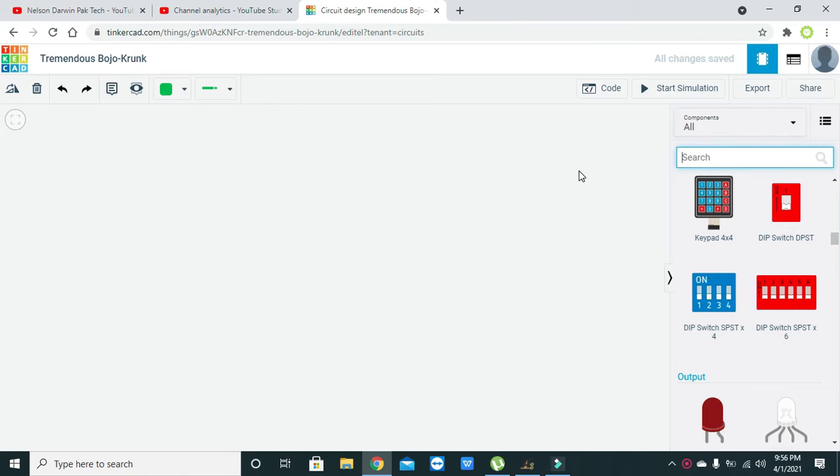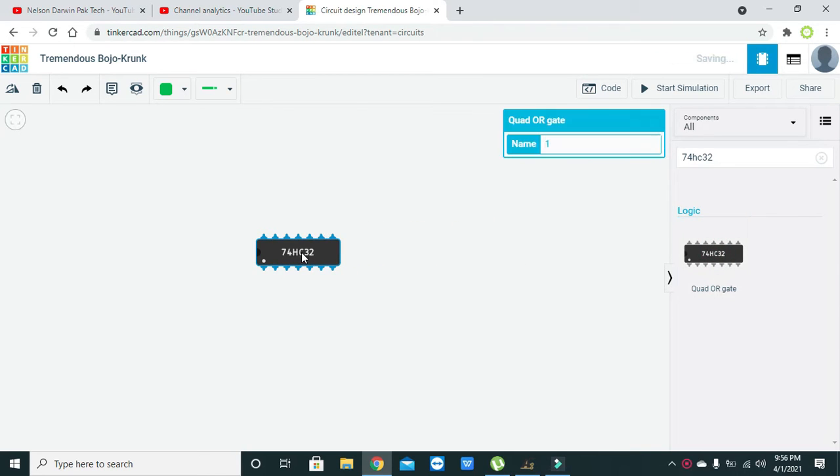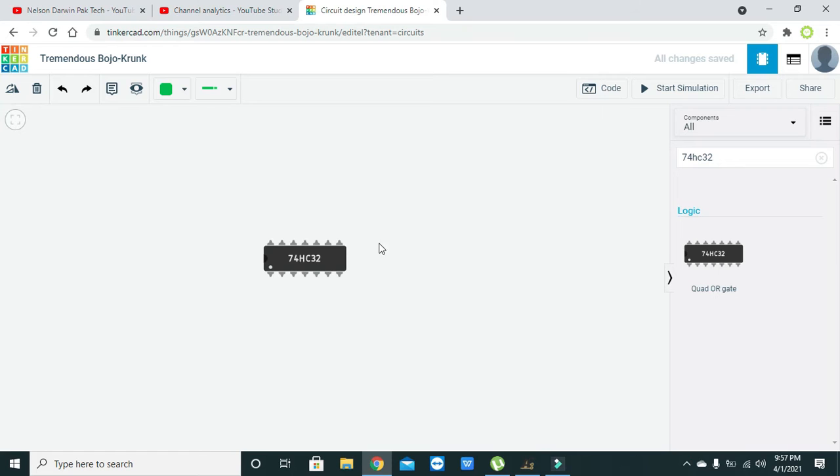So in this video tutorial, I will explain a bit about the logic OR gate within Tinkercad. First, we must know what IC package we are using to make an OR gate within Tinkercad. So first we will write 74HC32, and this one is our IC package for the quad OR gates. And what is meant by quad? Quad simply means four, meaning that it provides us four OR gates within a single package.